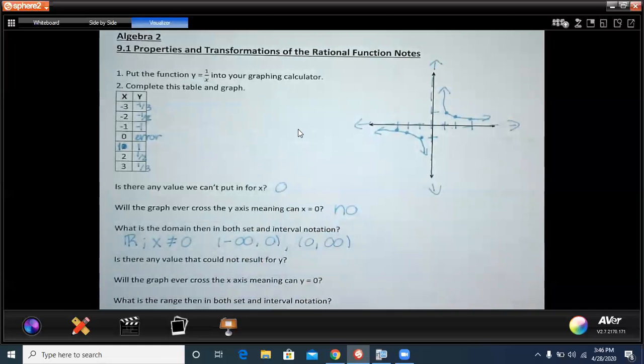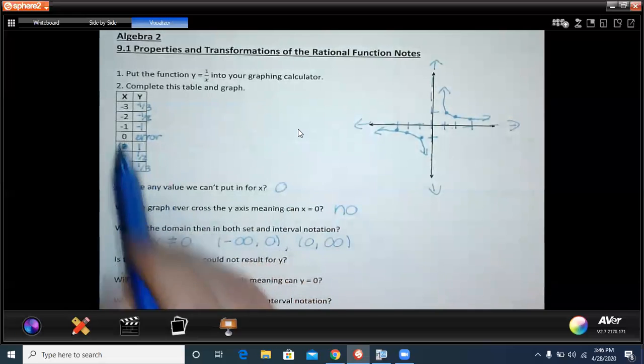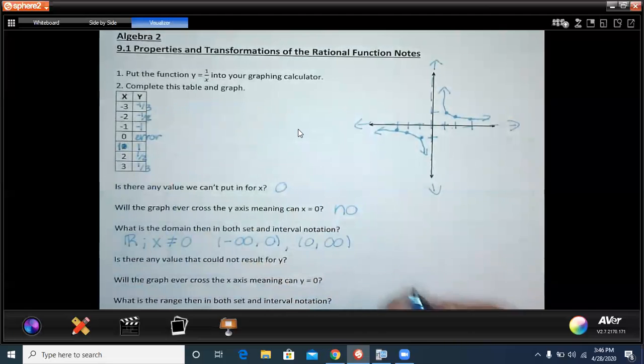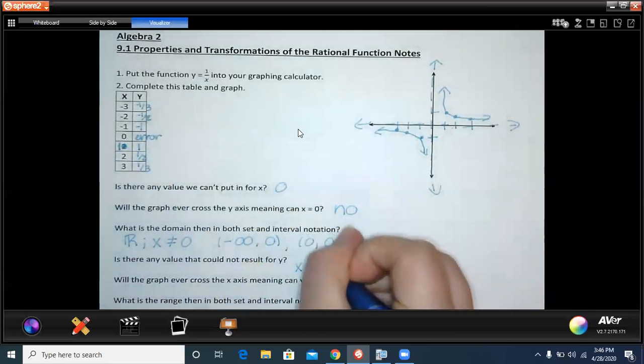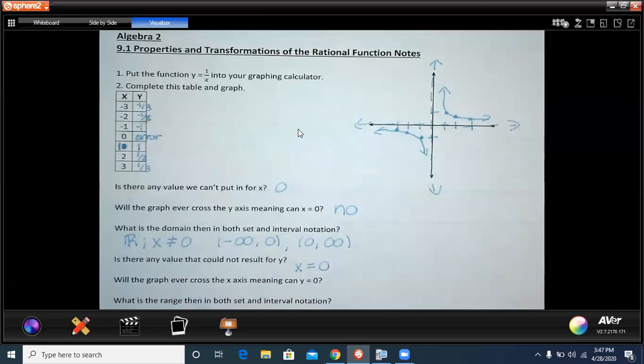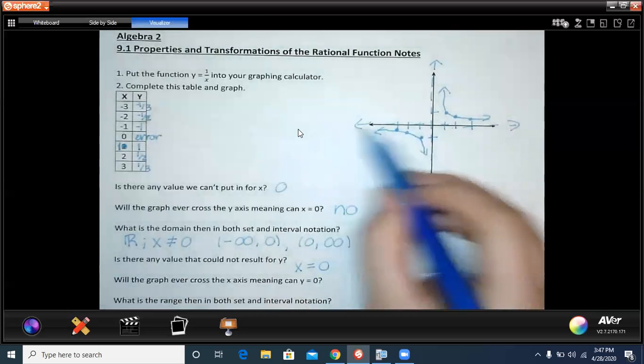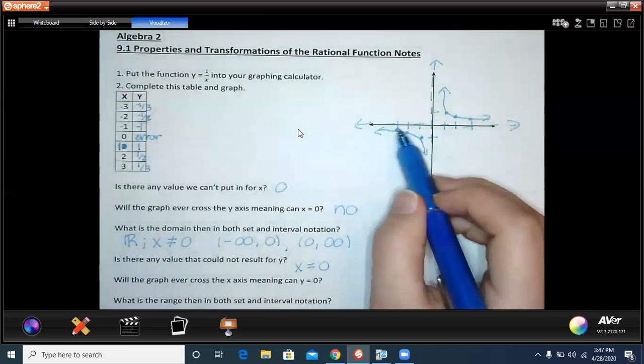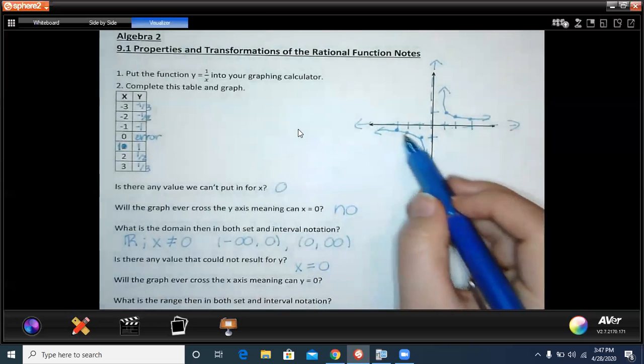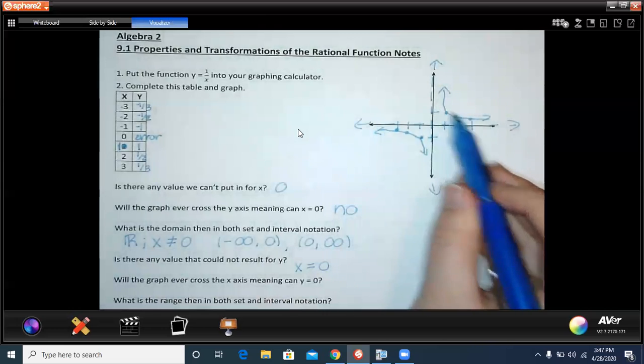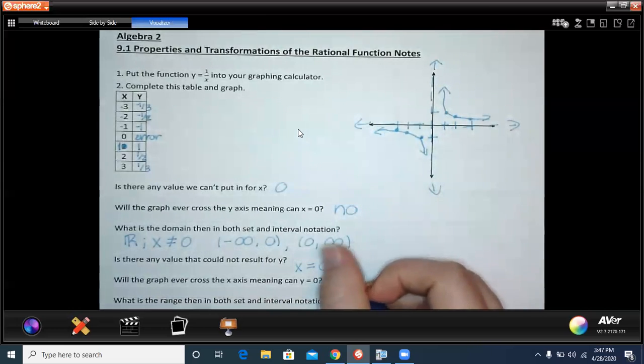Okay, then it says, is there any value that could not result for y? Well, just as above, we said that we don't get a result for y when x is 0. So the value would be when x equals 0. Then it says, will the graph ever cross the x-axis? Meaning y equals 0. So no, it never crosses this line here. It gets real close, then it picks up and starts again over here, but it never touches. So no, it will not ever cross.